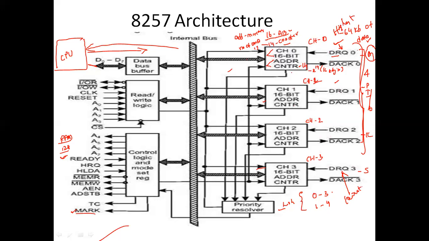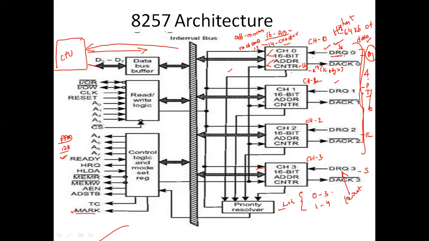Here these DRQ signals are connected to the input output devices. Suppose any one of the input output devices wants to transfer data, it will request the DMA controller by sending the DRQ request. DRQ means DMA request. It is asking for a DMA request.